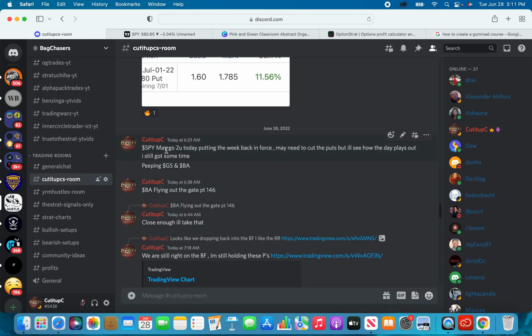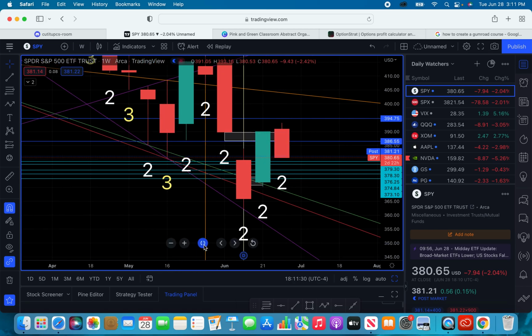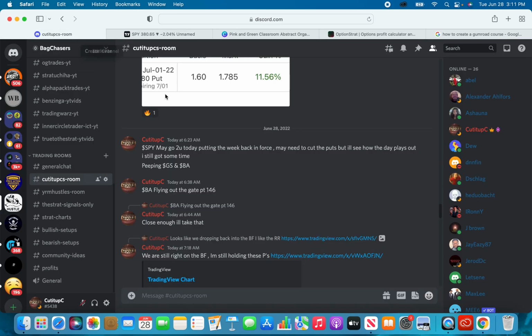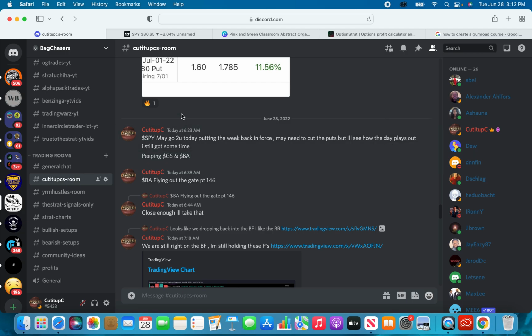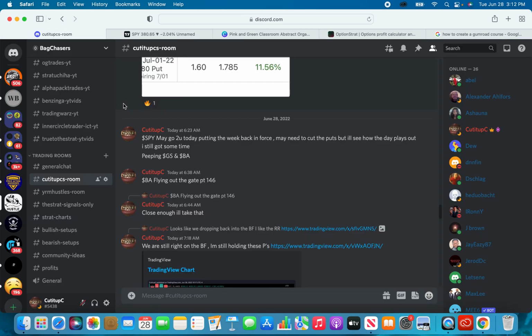And so this is what I put. SPY may go 2 up today, putting the week back in force. What I mean by that is the weekly is a 2 up. So that 2 up from today would have, for the time being, set this as a 2-2 rep, an enforced 2-2. That's where my consensus was at in the morning after looking at pre-market. I said I may need to cut the puts, but I'll see how the day plays out. We still got time because our contracts don't expire till Friday. And knowing what we know SPY to do, that's more than enough time for this thing to reverse back in our favor.